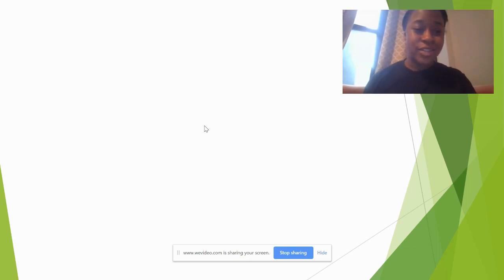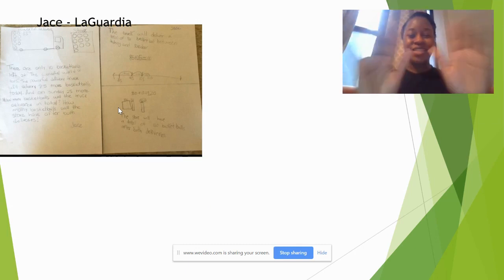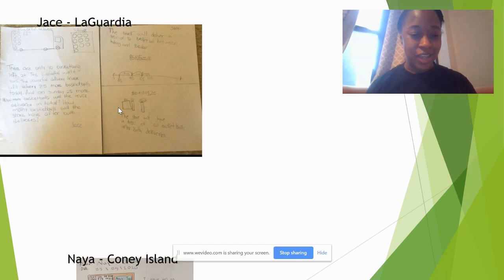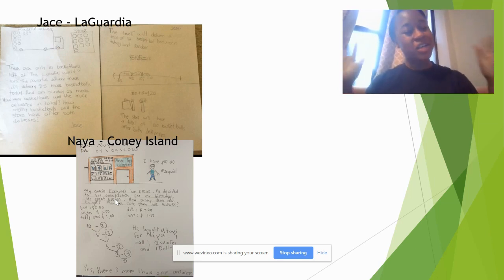Now, let's take a look at Jace from LaGuardia. The reason why I wanted to shout out Jace is because I've been giving him feedback about labeling that number line, and he nailed it today. 2 claps for Jace. Let's look at Naya from Coney Island. I wanted to show off Naya's work because look at that neat handwriting. I know that anyone trying to solve this story problem is going to have no problem finding all the information that they need to help them solve. 2 claps for Naya.